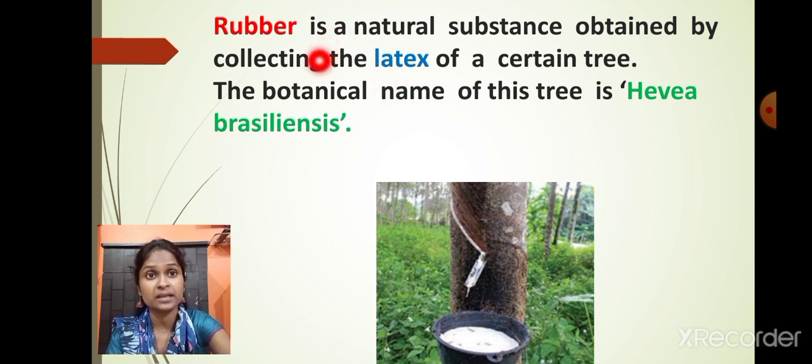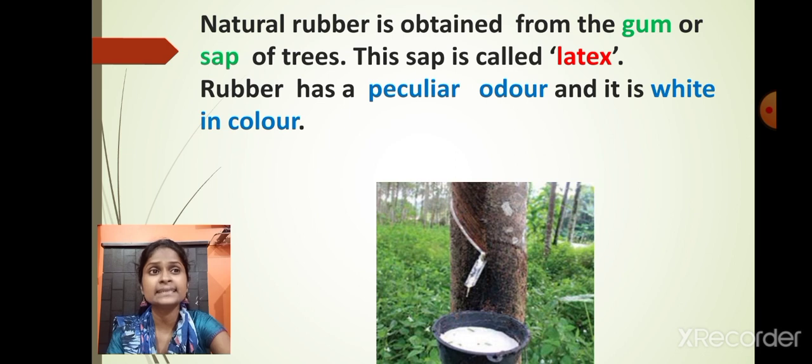So actually, rubber is a natural substance which is obtained by collecting the latex of certain trees. So what do you exactly mean by latex? Latex is nothing but the gum or sap of the tree. Sap of the tree means what? Any type of liquid material. So any type of liquid material, we call it what? Sap or gum. This gum or sap is also called latex. Is that clear? And this rubber has a peculiar odor and it is usually white in color.